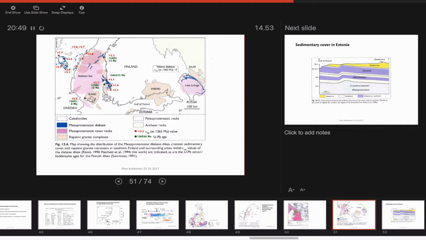And big mafic dike systems are known here at Lake Ladoga, and they are about 1.4 gigayears, and the 1.26 gigayear age dikes here in Western Finland in the Bothnian Sea, as well as in the sea. And these red numbers are neodymium epsilon values, indicating the origin of the rocks and their evolution in contrast to the mantle.